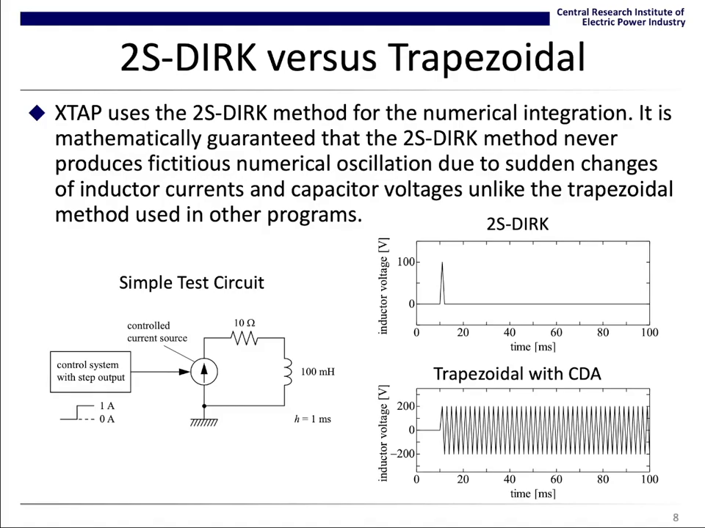The figure shows a comparison between the 2S-DIRK and trapezoidal method. A current source controlled by a control system injects a current into an inductor. The 2S-DIRK method does not generate numerical oscillation, while the trapezoidal method, even with a critical damping adjustment, CDA, generates numerical oscillation. So, XTAP is advantageous when it is used for simulations including power electronics converters.